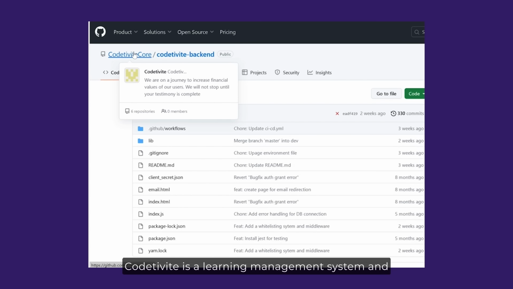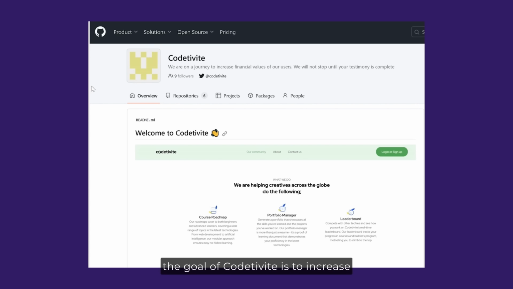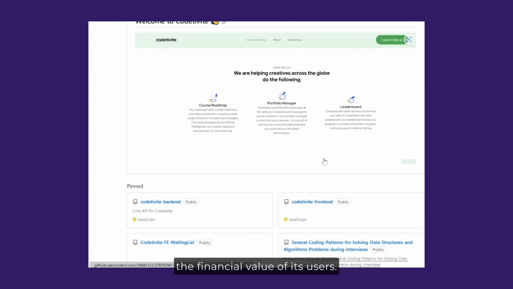Cotivite is a learning management system, and the goal of Cotivite is to increase the financial value of its users.